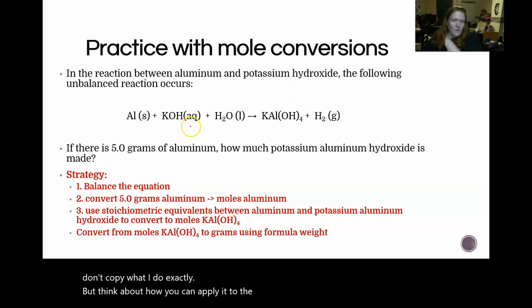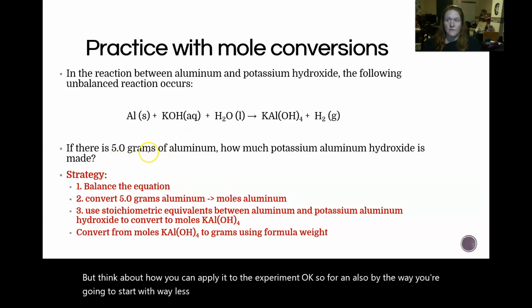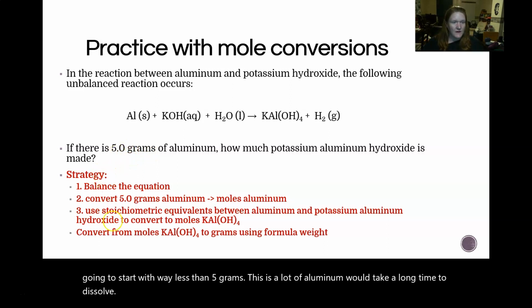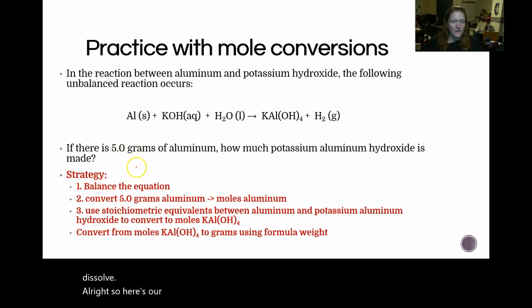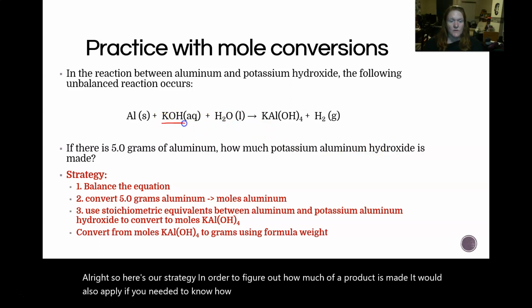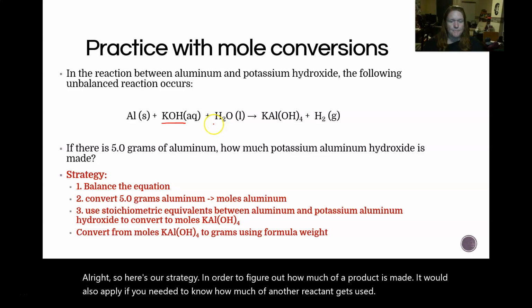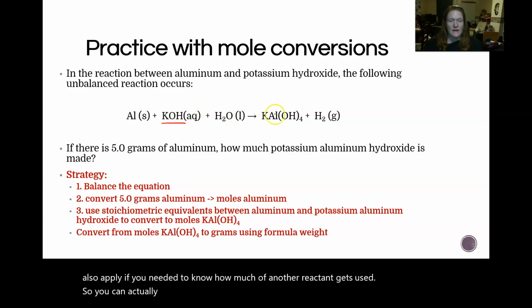Also, by the way, you're going to start with way less than 5 grams. This is a lot of aluminum. It would take a long time to dissolve. All right, so here's our strategy in order to figure out how much of a product is made. It would also apply if you needed to know how much of another reactant gets used. So you can actually make ratios out of any component in a chemical reaction.